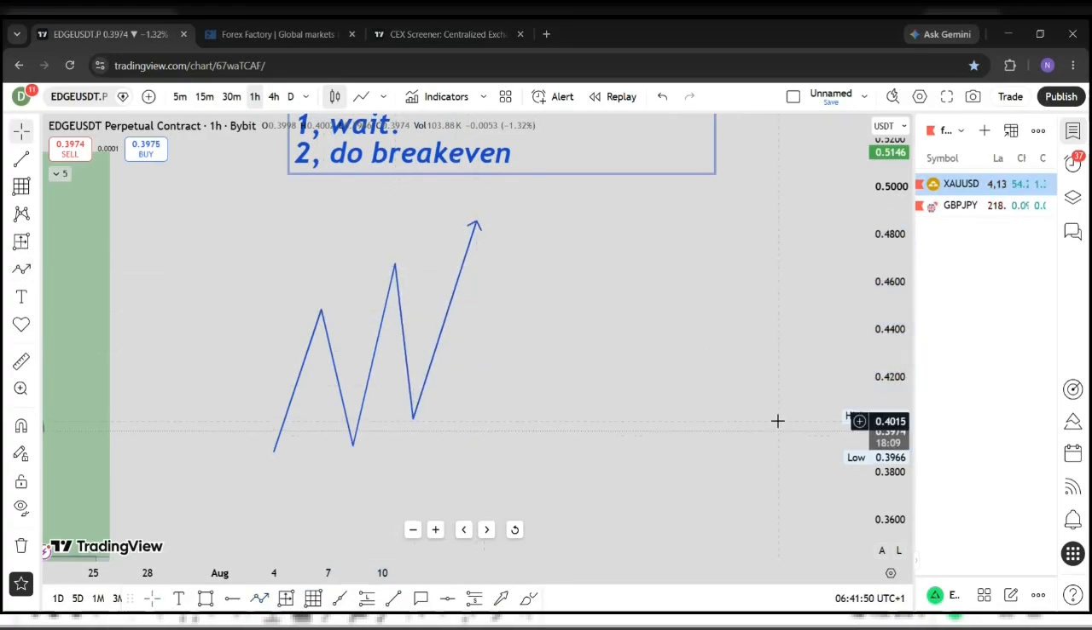So if I'm to break even on a trade, my POI must be fully mitigated. If the market has fully mitigated my POI, at least to 50% of my POI, I should have confidence to break even immediately the market has moved to a certain point. That's number one.